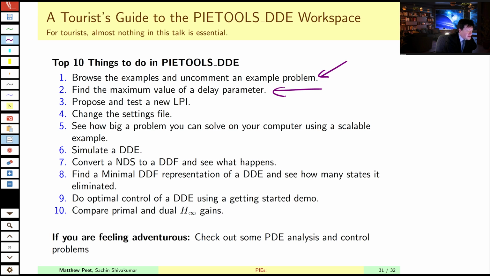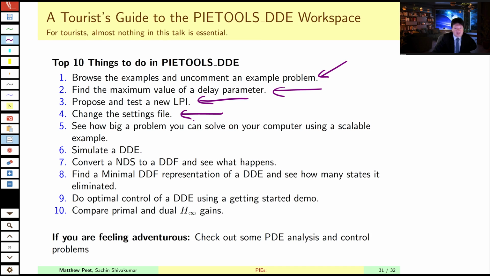Find the maximum value of a parameter. So play around with the parameters inside those example files. See how large you can make your delay before it destabilizes. That's always fun. Or how it changes the H-infinity gain. Generalize an LMI. There's no H2 in there, so go for H2. Why not? See what happens.